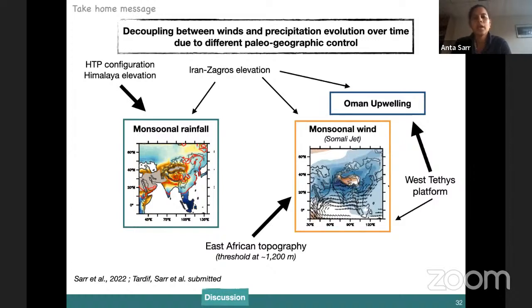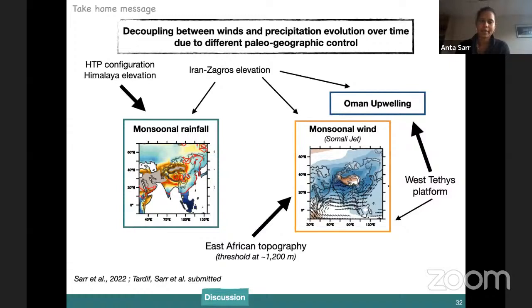On the other side, it has been so largely overlooked in most paleo studies that some of the western boundary topography, which is less well constrained, can have a huge impact on the atmospheric circulation pattern in these regions. This is the case for Iran-Zagros topography. I also showed that a very important feature when looking at the early dynamics of the Oman upwelling is what happened in the West Tethys Seaway and West Tethys embayment.